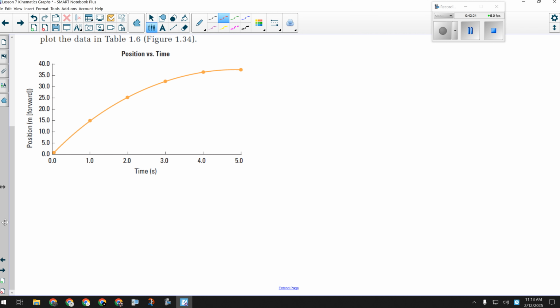This is a position versus time graph. The amount of distance covered every time interval is decreasing, right? It's getting to be flat. So that object is going slower and slower. That could easily be a multiple choice question on a quiz or a test.